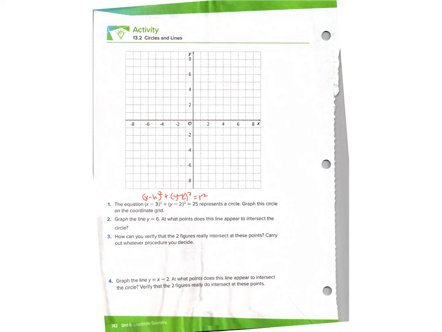So I know the center of my circle is positive 3, positive 2, because I'm thinking the opposite. So I'm going to positive 3, positive 2. That's the center of my circle. The radius is 5, so I'm going to go up 5. I'm going to go left 5. I'm going to go right 5. And I'm going to go down 5. And then I'm going to just draw in my circle the best I can. I'm sure you're drawing a much better circle than I am.